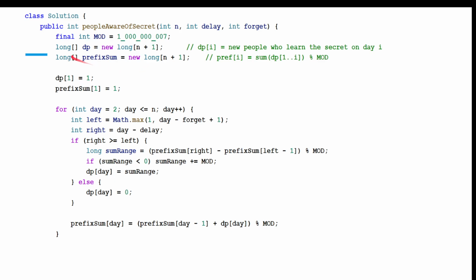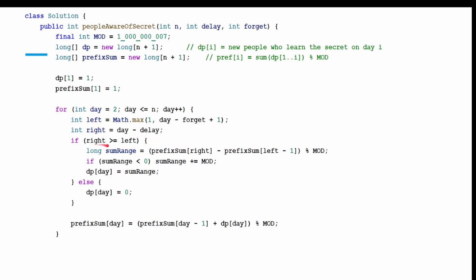So we'll create a dp, a single array, and it will store our previous values. Okay, so for day from 2 up to n, with day plus plus, you will find the left. How will we find it? We take 1 and day minus forget plus 1. This is the left range, and this is the right range, meaning the day will come between the days where we have to count, between left and right, as we know.